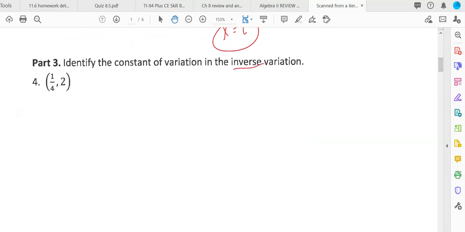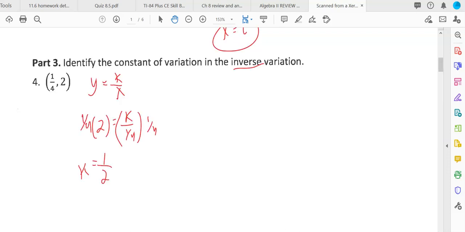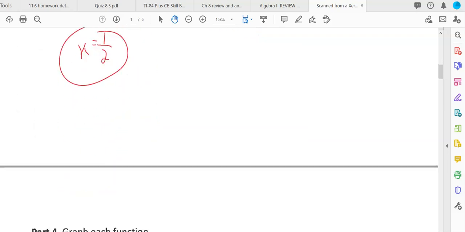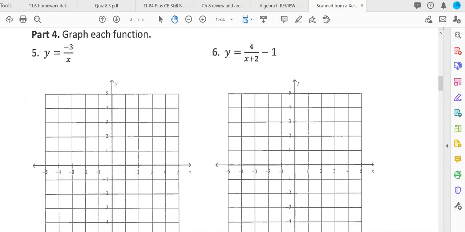For the inverse variation, so this time we're plugging and chugging. Y equals k divided by x, right? So this will be 2 equals k divided by 1/4. Well, I guess we're going to multiply both sides by 1/4. So you get 2/4, which is 1/2 equals k. So I guess identify the constant. It's 1/2. You got it. I was going to find the equation, but we didn't need it there.